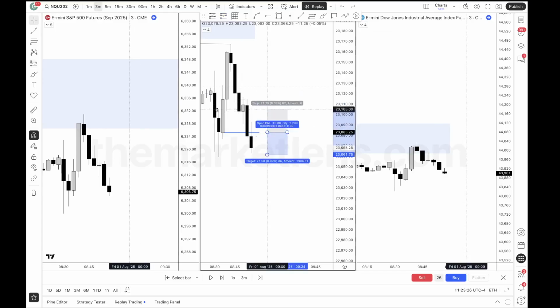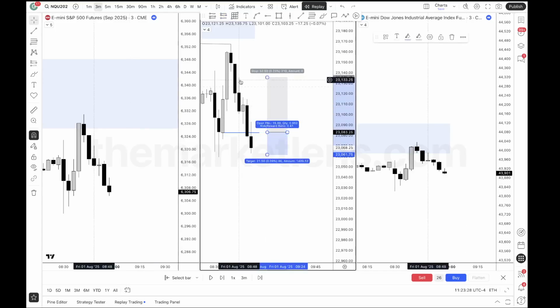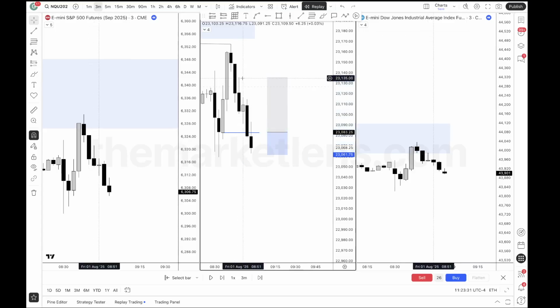So I'm entering here. I'm putting my stop loss here. Right? Why am I putting the stop loss up here? Because I don't want to see a deep retracement, right? And I know that the candle's going to close down here.